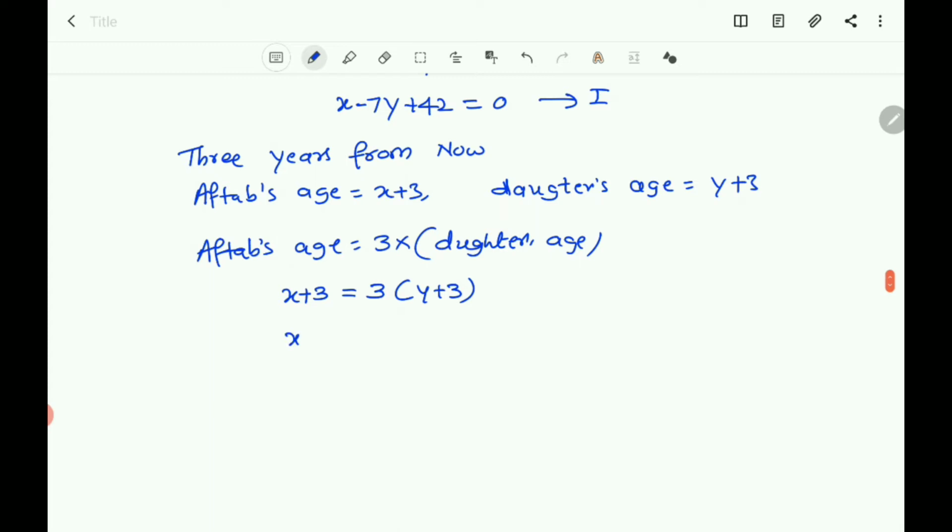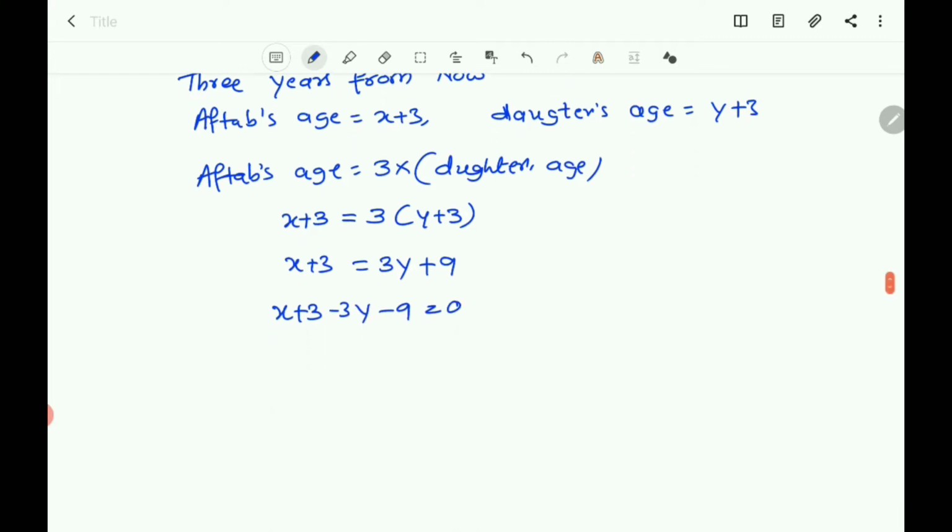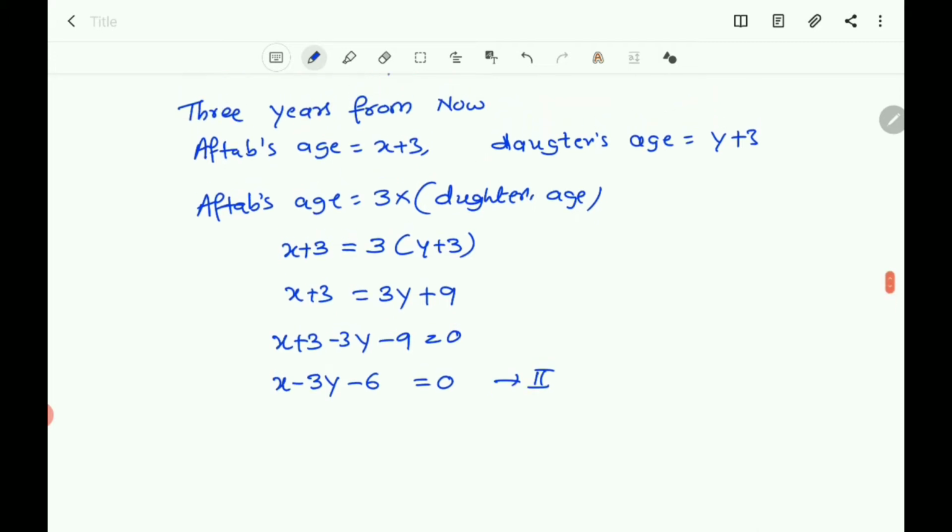So it becomes x plus 3 equals 3y plus 9, since 3 into y is 3y and 3 into 3 is 9. So it becomes x plus 3 minus 3y minus 9 equals 0. Then in the standard form it is x minus 3y plus 3 minus 9, that is minus 6, equals 0. So this is the second linear equation in two variables.